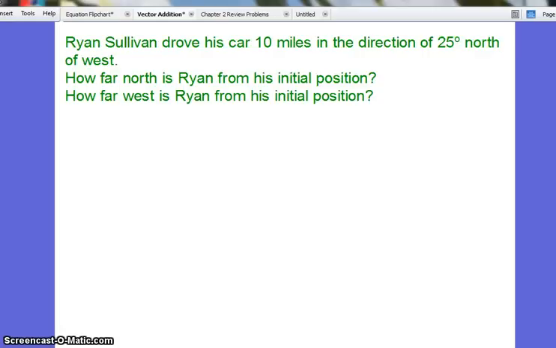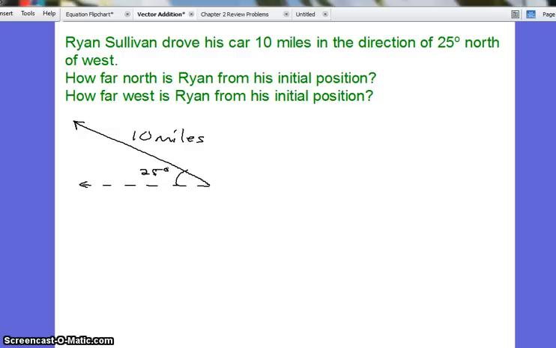This tutorial is on vector resolution, which is breaking a vector into its components, its horizontal and vertical components. Here we have a vector of Ryan Sullivan driving his car 10 miles in the direction of 25 degrees north of west. So if I draw a west direction, I want to go 25 degrees north of that, and that is 10 miles long. So that is the magnitude, and the angle is 25 degrees.